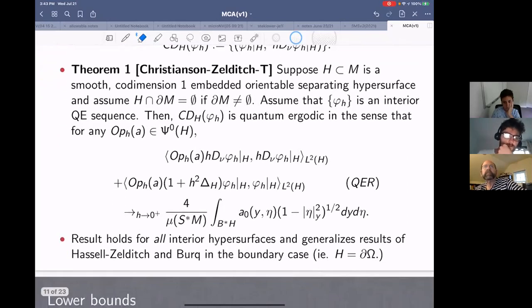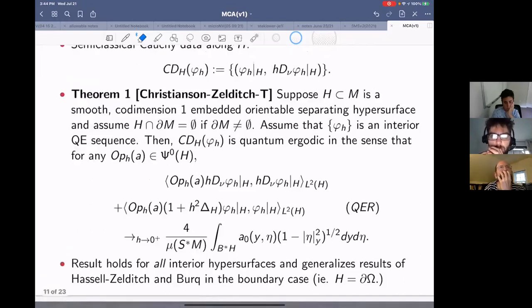Then what I proved with Christiansen and Zelditch is that if you have any smooth codimension 1 orientable separating hypersurface, say an interior one, and if I have any interior QE sequence, then automatically the restrictions of the Cauchy data associated to that interior sequence satisfy the QER theorem that I've stated here. In this case, of course, the matrix elements involve the sum of two terms, one involving Neumann data and the other one involving Dirichlet. The result holds for all interior hypersurfaces and generalizes early results of Hassell and Zelditch and Burq in the specific case where H is the boundary.